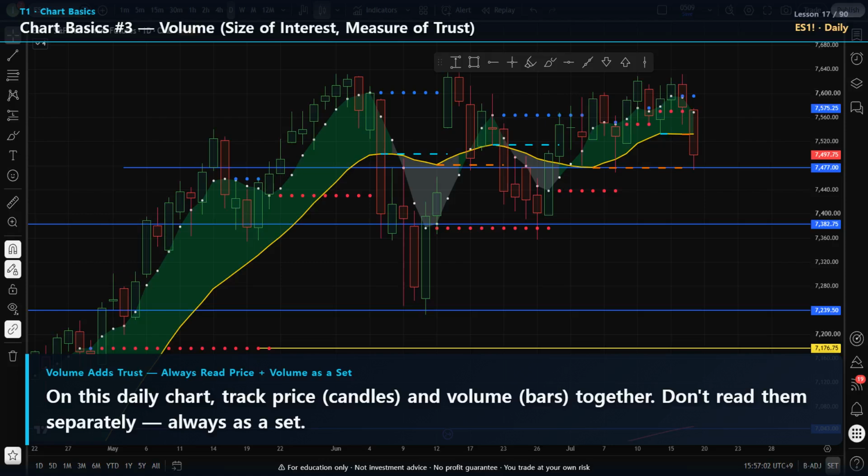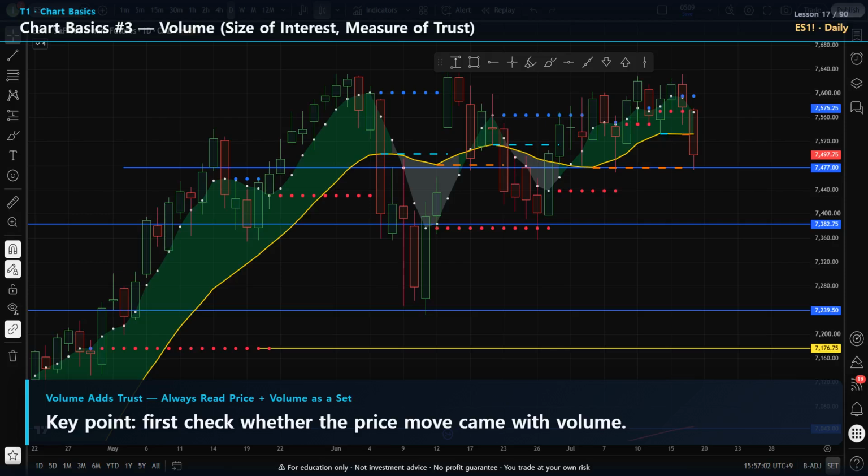On this daily chart, track price, candles, and volume bars together. Don't read them separately, always as a set. Key point: first check whether the price move came with volume.